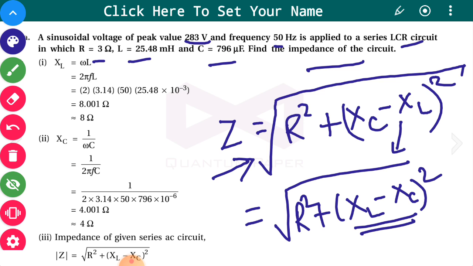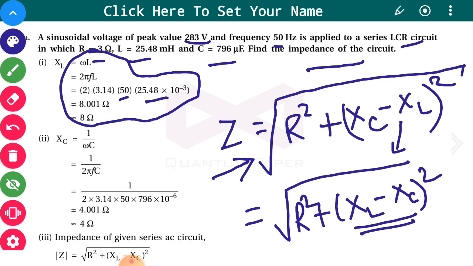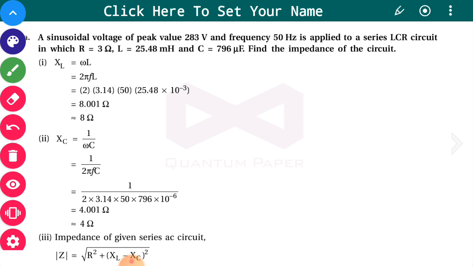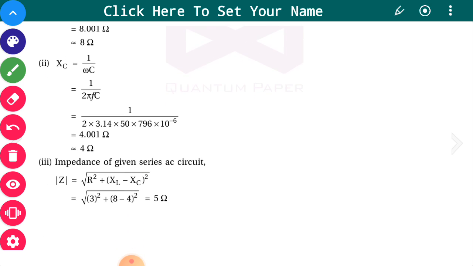Now first omega L is calculated, very easy: 2 pi F L. 2 into pi 3.14, frequency 50 hertz is given, and L is also given. Simplified, it gives you 8 ohm. Then 1 upon omega C gives you XC, so XC is 1 upon 2 pi F C. Just simplify and get the answer, 4 ohm. Resistance is already given, so the value of the impedance can be obtained. It is 5 ohm.